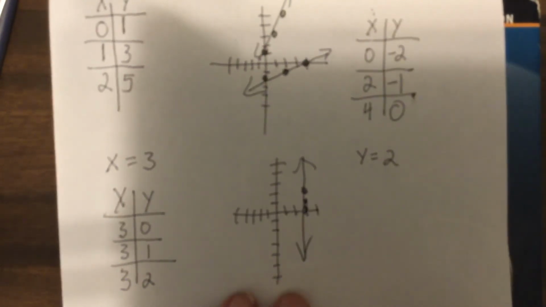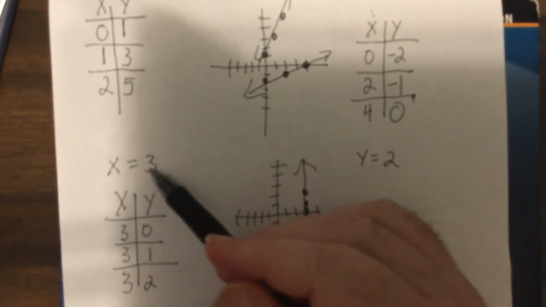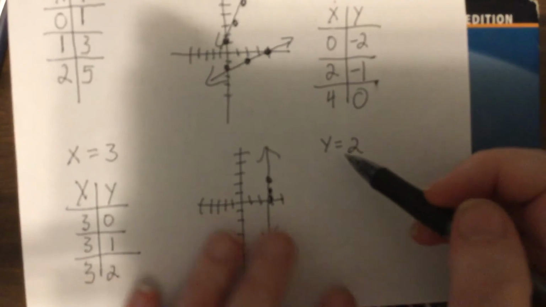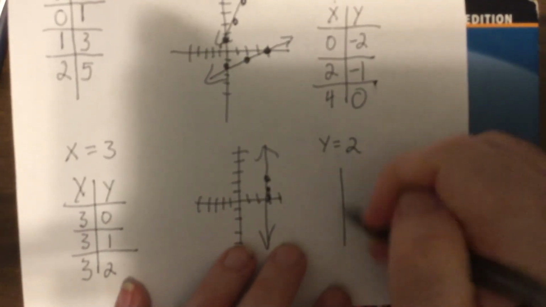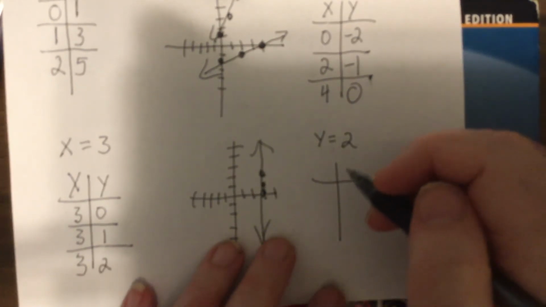So that's a vertical line. So whenever you have x equals a number, it's always a vertical line. So right now, see if you can figure out what y equals 2 would be, what type of line. So figure that out and then turn me back on.